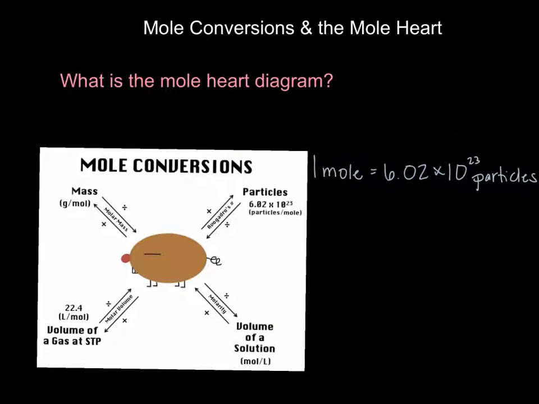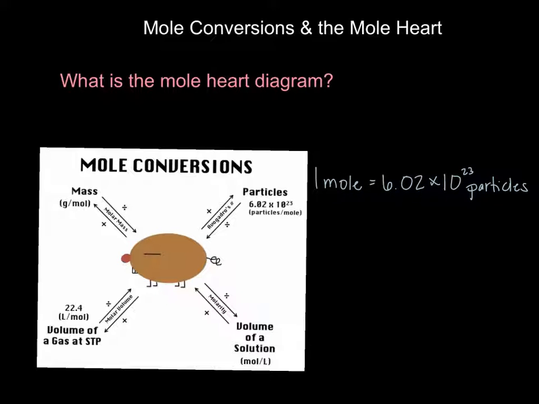The first conversion factor we're going to use is this one right here: 1 mole equals 6.02 times 10 to the 23rd particles. The other conversion factor we're going to use for our mass is our molar mass. And our molar mass is simply the mass in grams of 1 mole of a substance. So it's grams per mole.